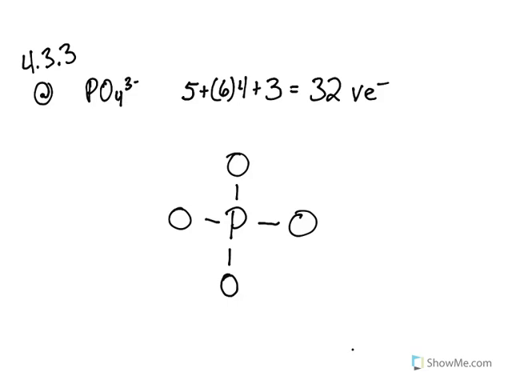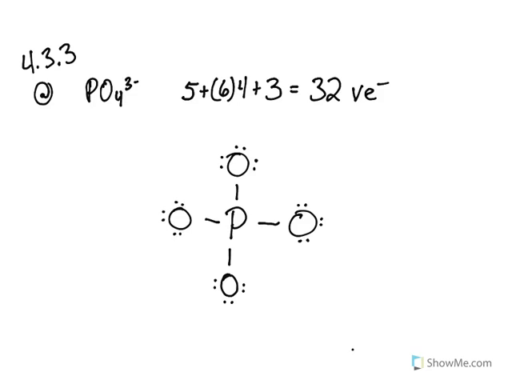So that has used 2, 4, 6, 8 electrons in each of the bonds. So now we're going to add lone pairs until we run out and hopefully satisfy our octets. So we've used 8, 10, 12, 14, 16, 18, 20, 22, 24, 26, 28, 30, 32.